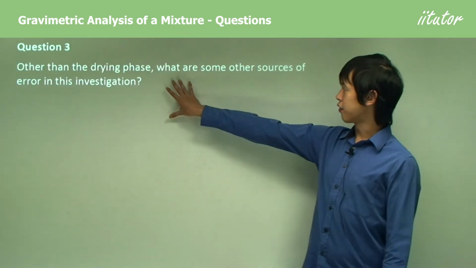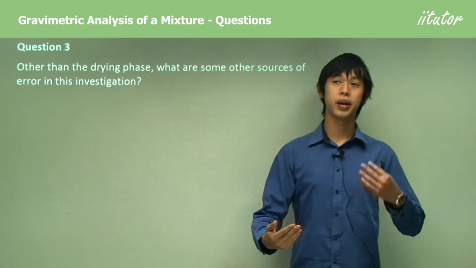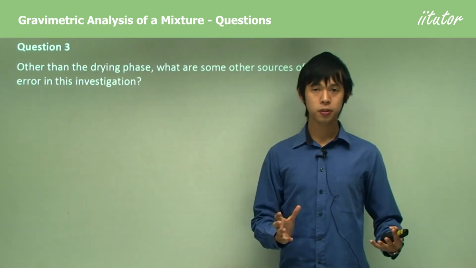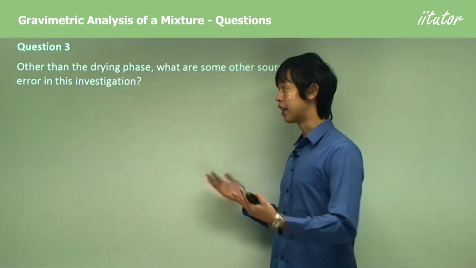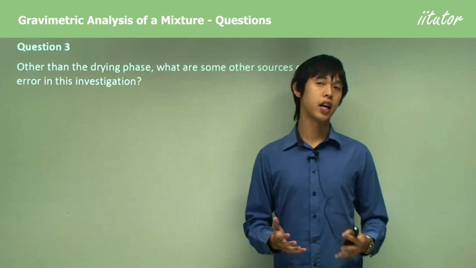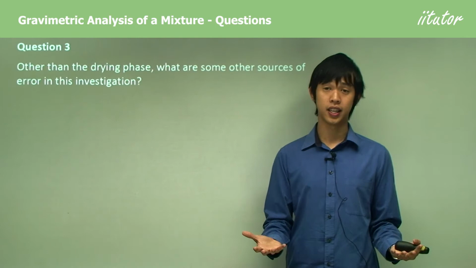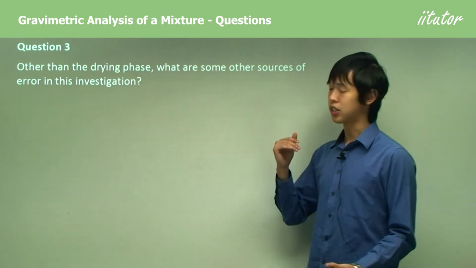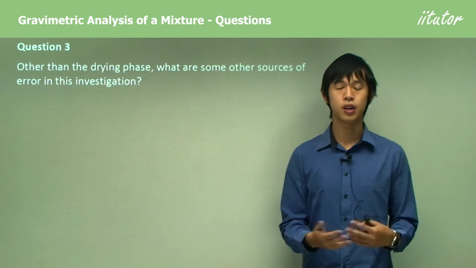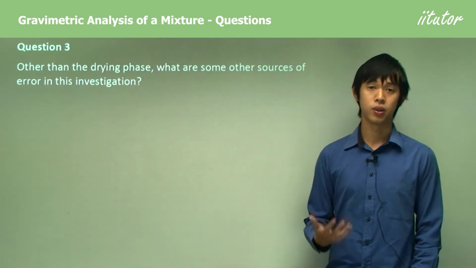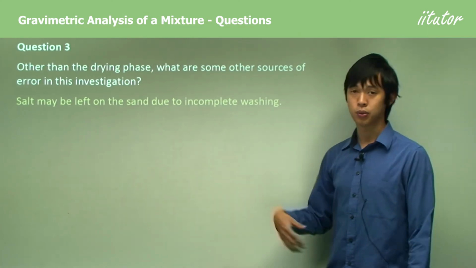So other than the drying phase, what are some sources of error in this investigation? Again, we're thinking about, the first question was about what are the variables? The second question was about what are some ways to improve the experiment? And this one is saying, well, even if we can't improve the experiment, we want to know where there is error. Error exists, and that's something we deal with. So the question is, as long as we can identify it, we can try and minimize it as much as possible, but it's not going to disappear. So that's really important when you design experiments. One may be that the salt may be left on the sand because we didn't wash it well.